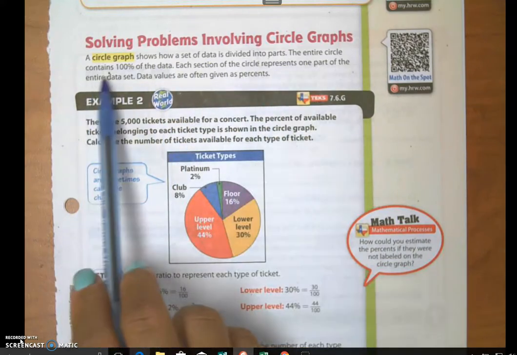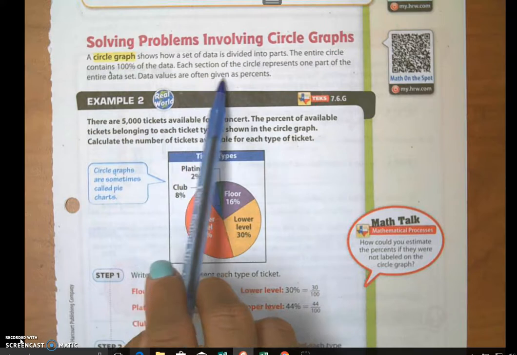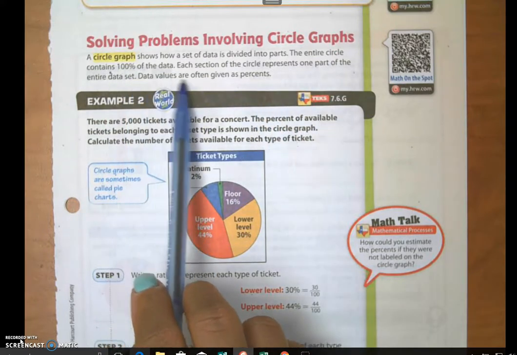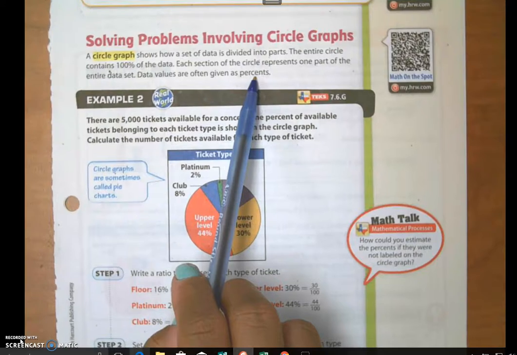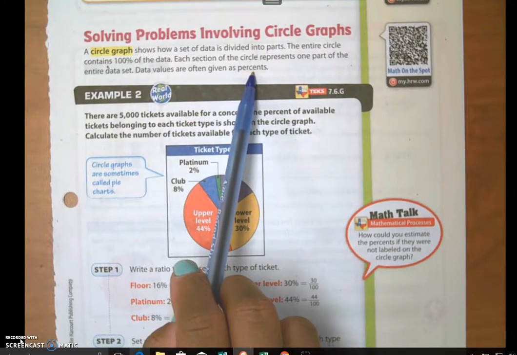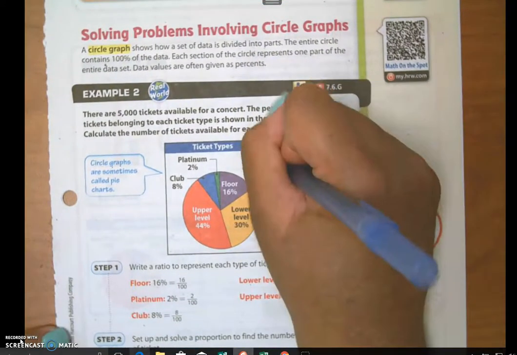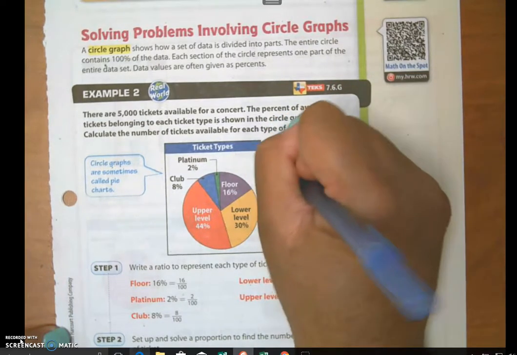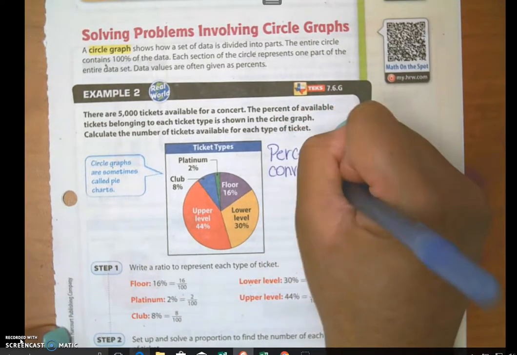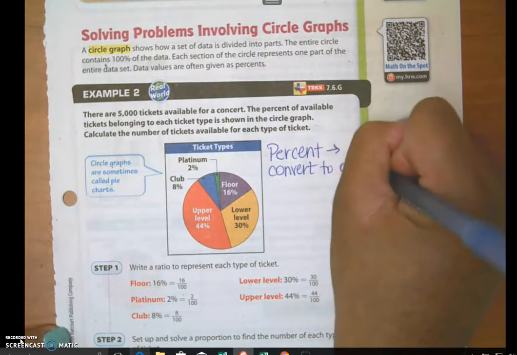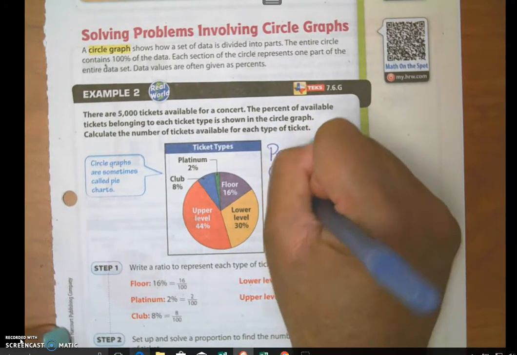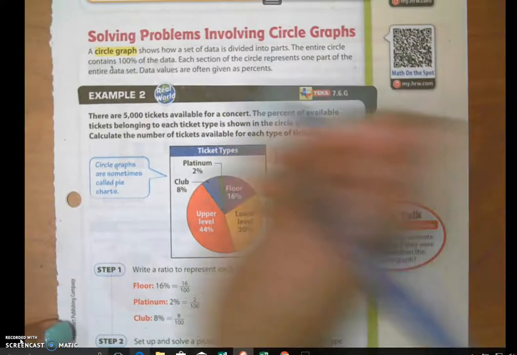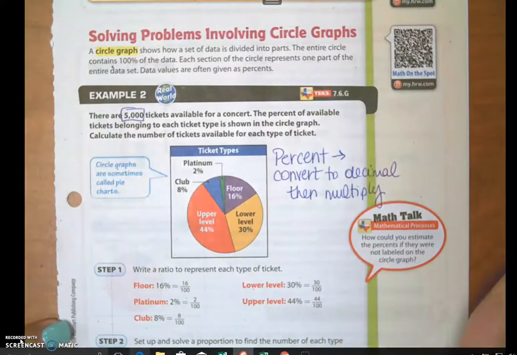It says a circle graph shows how a set of data is divided into parts. The entire circle contains 100% of the data. Each section of the circle represents one part of the entire data set. Data values are often given as percents. Whenever we see percents, remember this from the ratio unit. Whenever we see a percent, you need to convert to a decimal. Then multiply. So you multiply by whatever value they give you. In this case, it's 5,000.